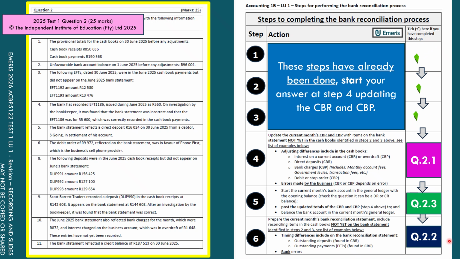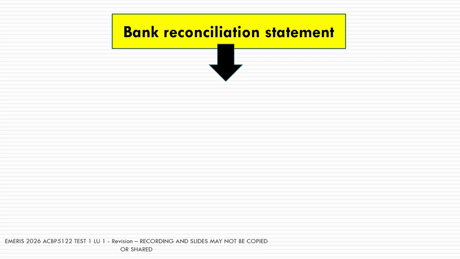In this question, they actually asked you to do the reconciliation before you actually did the general ledger. So it was done a little bit in a different order, but essentially it was still steps 4, 5, and 6. Let's just remind ourselves again what goes into a bank reconciliation statement.